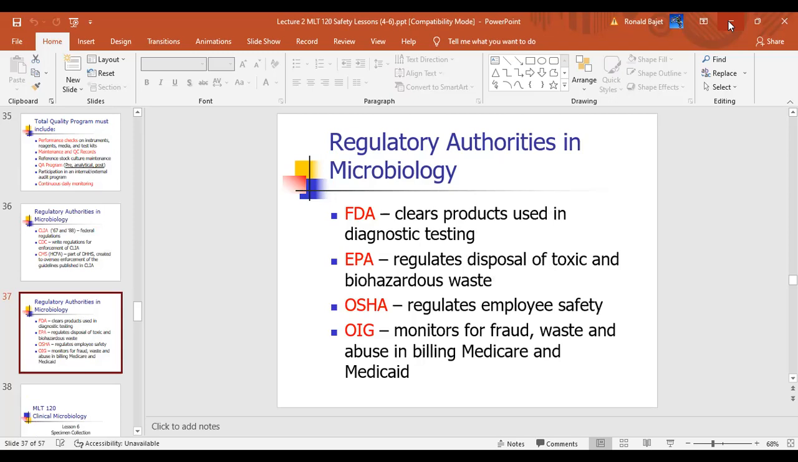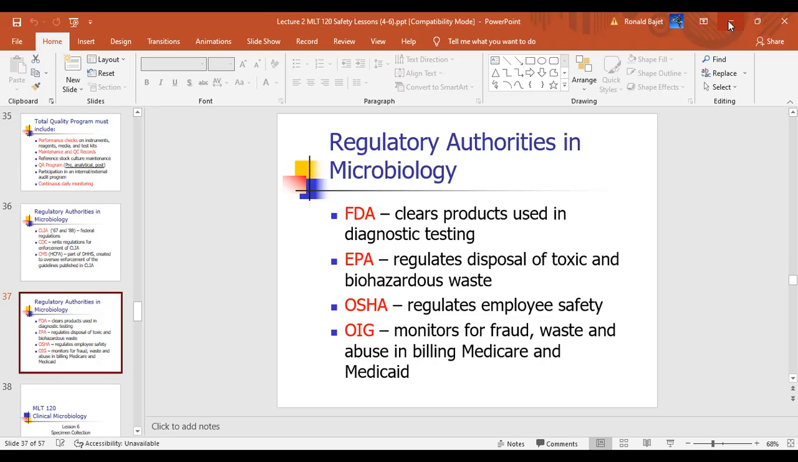When the Joint Commission inspectors come into your laboratory, they look at two things. They look at your safety training and your competency. So safety training is really important.